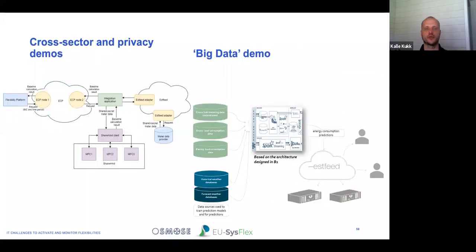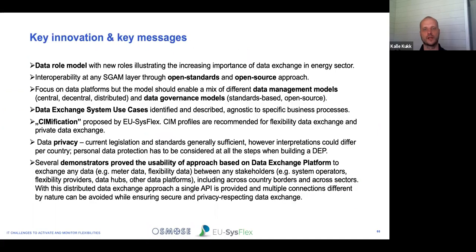And other two examples, the big data demo was also briefly mentioned by Mandimbi, but we also had other demos looking at the cross-sector and privacy elements. But I guess we need to scroll further now. The next slide is then to conclude with some key messages, which I also mentioned.